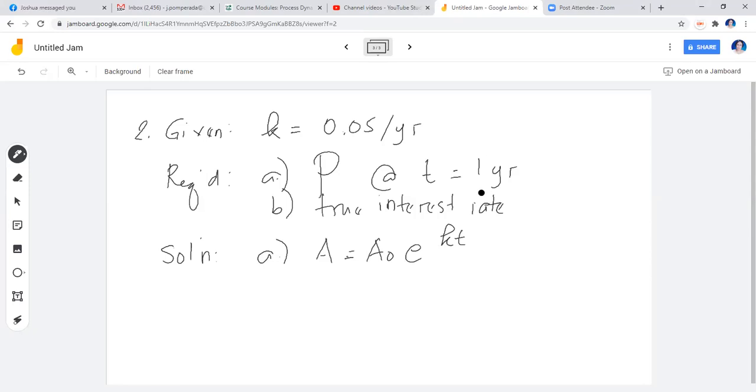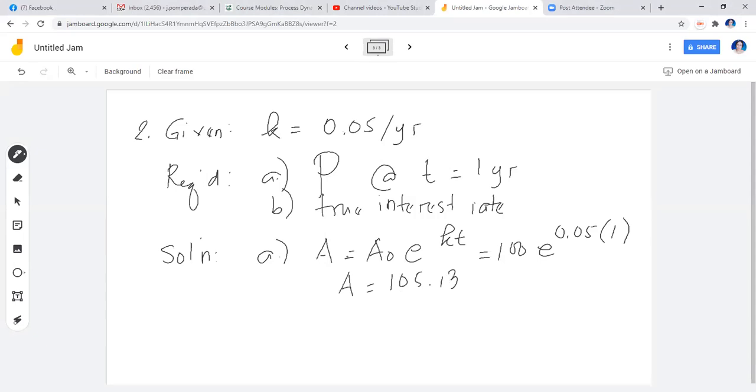Now in here, we're going to place in already the amount, which is 100. That's the initial amount placed in the deposit. We have e, and you have K is 0.05, and for the time, which is 1 year. And automatically, in this case, you get to know the value of the principal after a year. In that case, the value is 105.13. So your money is 105.13. This is after a year.